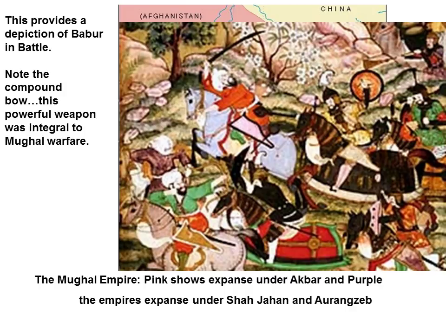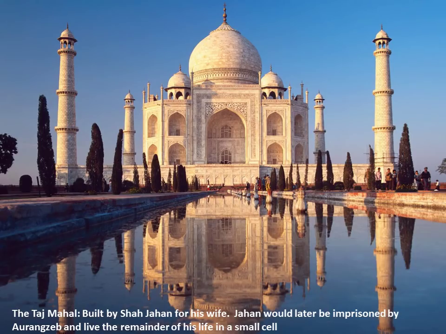Now, some of the greatest leaders in the Mughal dynasty were individuals like Babur and Akbar, but actually the most impressive architectural development of the Mughal was the Taj Mahal, which was built by Shah Jahan. And he built this for his wife, and interestingly, Jahan was actually imprisoned by his son, Aurangzeb, who became perhaps the greatest of the Mughal leaders.